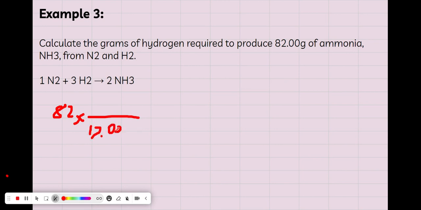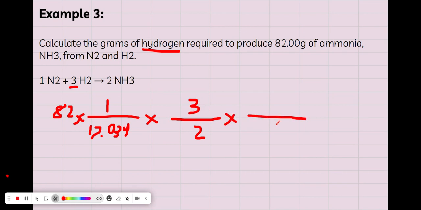And if you're wondering how I got that, I took 1 mole of nitrogen, 14.01, plus 3 moles of hydrogen, 1.008 times 3. And when you add that together, you're going to get 17.034 over 1 mole of ammonia, sorry. Then we're going to take our molar ratio. So we have 2 moles of ammonia, and we're looking to find hydrogen. We have 3 moles of hydrogen. Now we're trying to find it for 1 mole of hydrogen, so we're going to have 1 mole of hydrogen. And our hydrogen's molar mass is 1.008, but we have 2. So that's going to be 2.016.